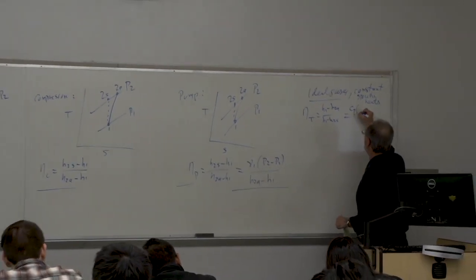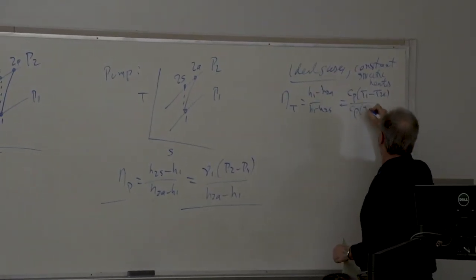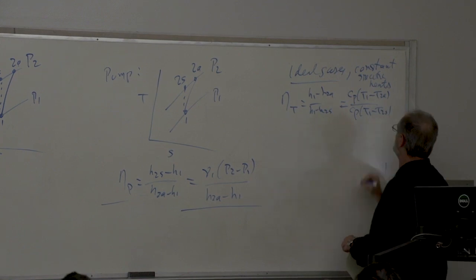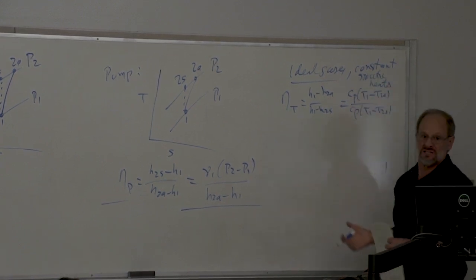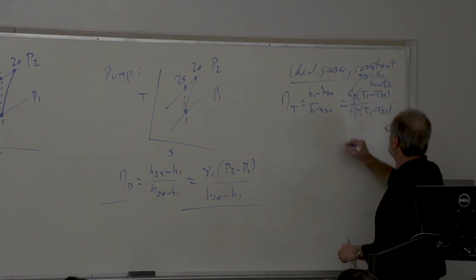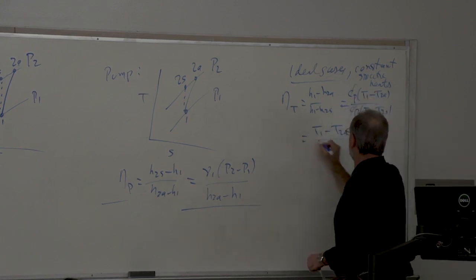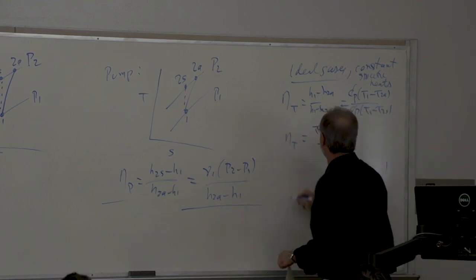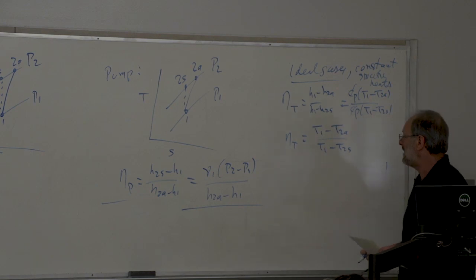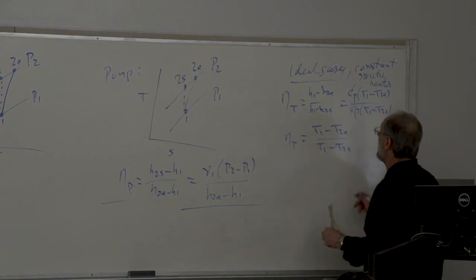So this is just Cp times (T1 minus T2 actual) over Cp times (T1 minus T2 ideal). And it is constant specific heat, right? So clearly the Cp's are going to cancel. And we just end up with a nice simple equation that's only a function of temperatures. The isentropic efficiency is just T1 minus T2A over T1 minus T2S. That's really all there is to it.